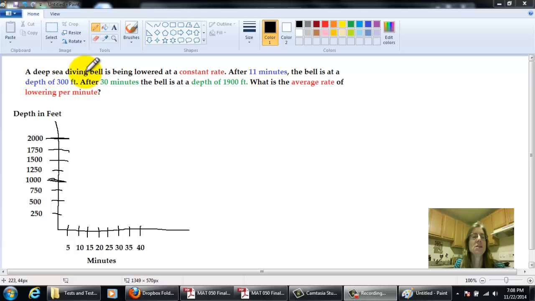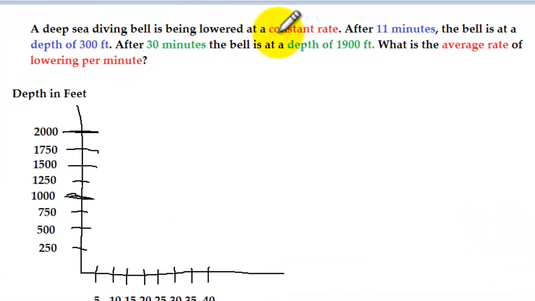Problem: a deep sea diving bell is being lowered at a constant rate. And I have constant rate highlighted in red because that's an important detail. After 11 minutes, the bell is at a depth of 300 feet. After 30 minutes, the bell is at a depth of 1900 feet. What is the average rate of lowering per minute?